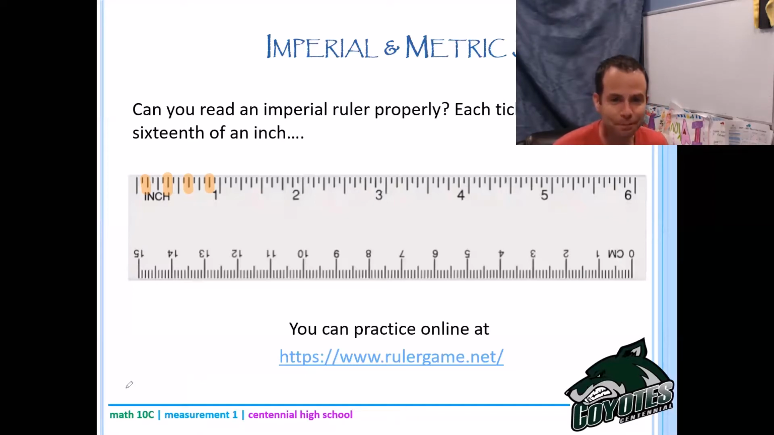Okay. So to help you with that, because it is important that you can actually read a ruler in inches, there's this website at the bottom here. If you were to click or go to that website, it's www.rulergame.net. It's an interactive ruler where they'll ask you to make a mark on 2 and 3/16, and then you can try and find it. That would be really good practice so that you are comfortable reading the inches on a ruler and all the segments of that inch. Okay, awesome.